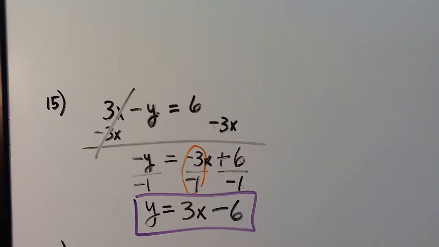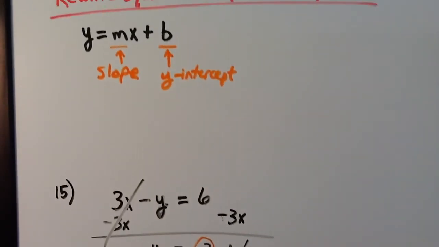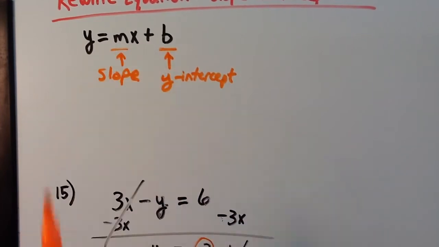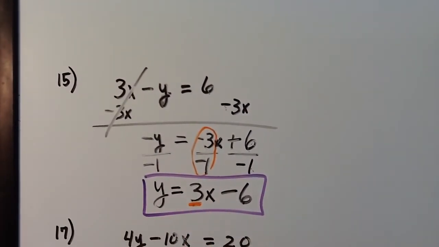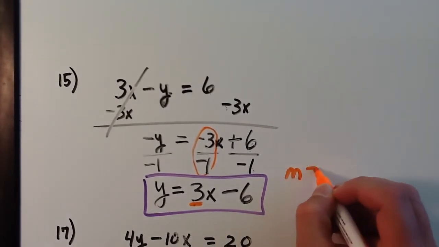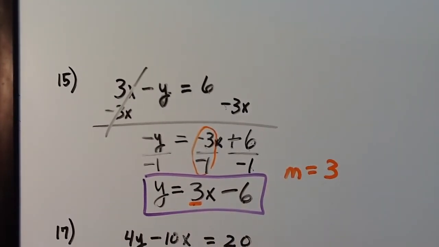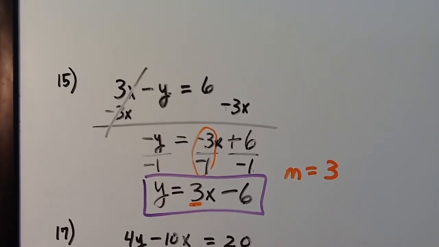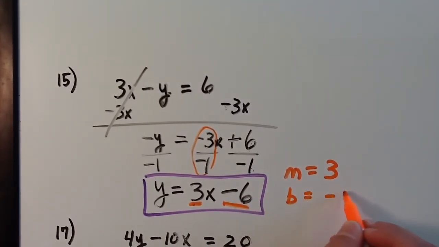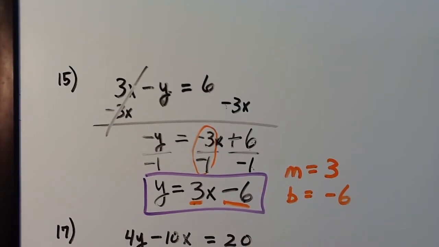Now let's identify the m, the slope. Remember, m, the slope, is the number in front of x. And so as you can see here, the number 3 is the number before x. So m, our slope, equals 3. We have positive slope. What is our b? What is our y-intercept? Well, it's this number right here, which is negative 6. So b, the y-intercept, equals negative 6. That's where it crosses the y-axis.